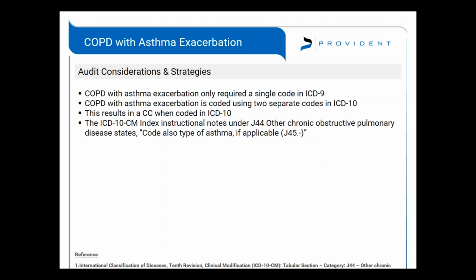And this just summarizes what I just said. Looking at the ICD-10 index instructional notes, it tells you that if a patient comes in with COPD and also has an asthma exacerbation, you code asthma separately. Code also the asthma. And if it's an exacerbation, then it would be a CC. It's not excluded.